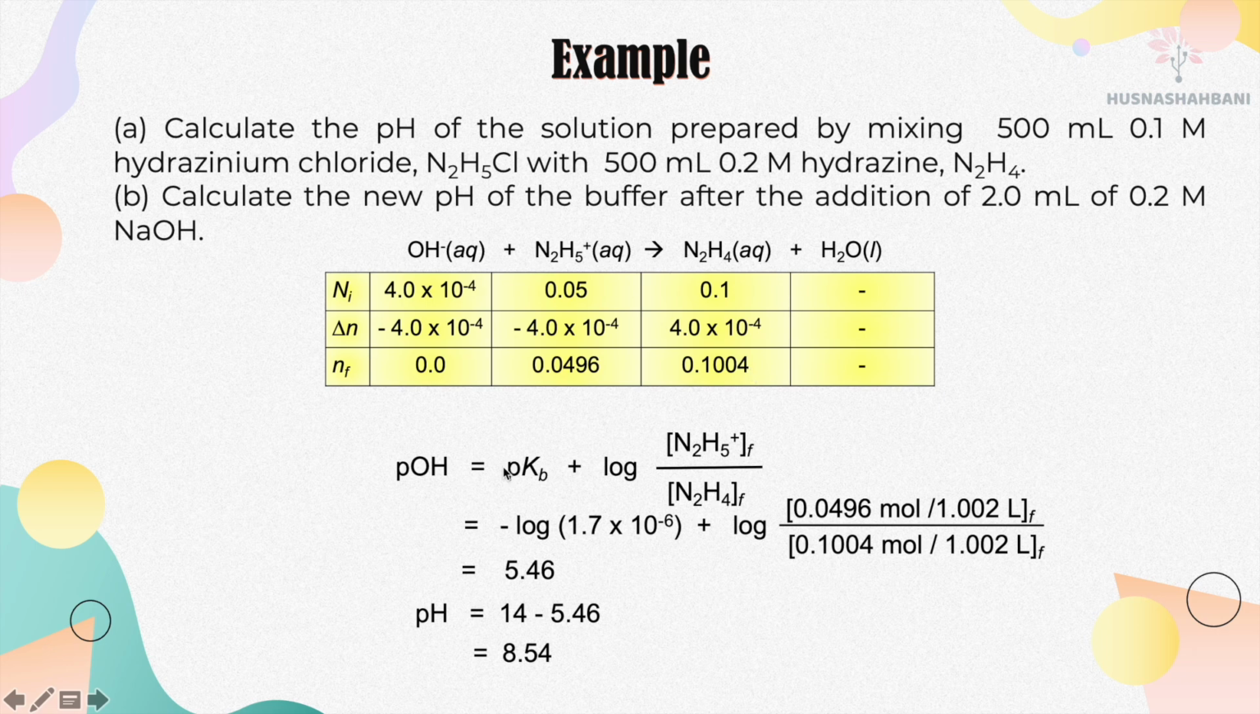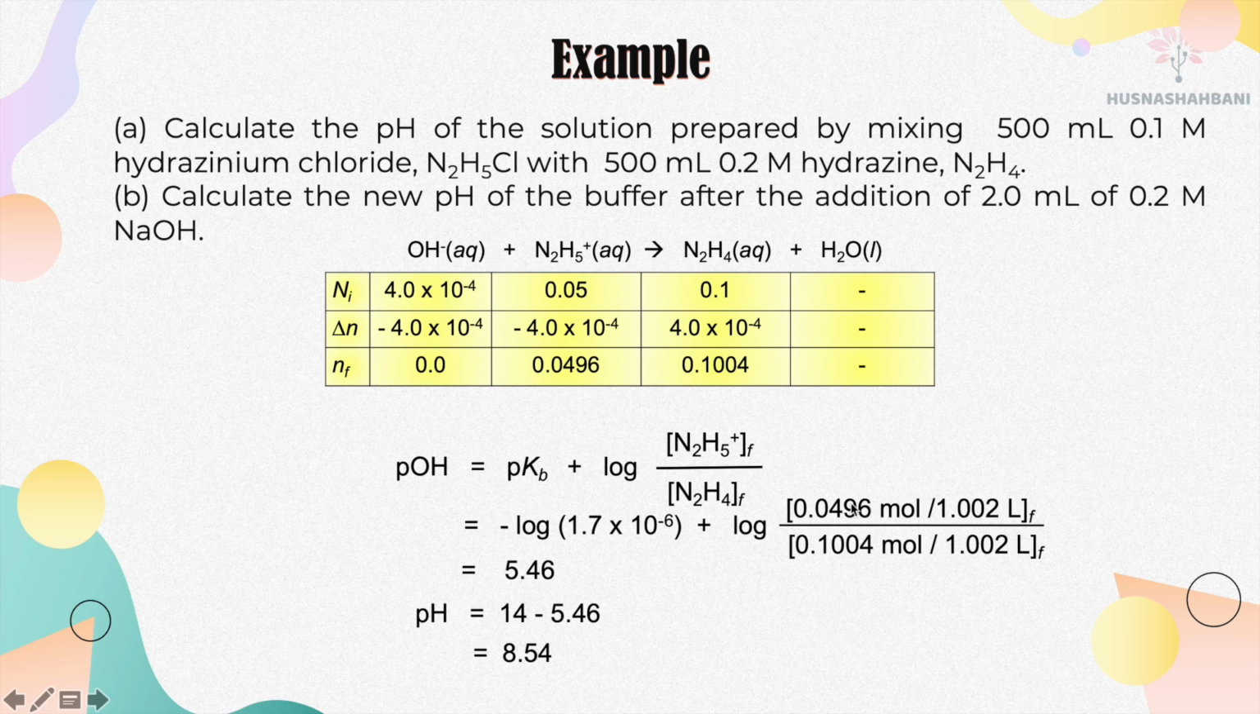So here we need to calculate the pH. We know that pOH equals pKb plus log of N2H5 plus, the conjugate acid, over the weak base. So this is our Kb value, 1.7 times 10 to the power of negative 6, plus log, using the new volume. This is because the question doesn't state that the volume does not change. Initially we have 1 liter, 500 plus 500, and we add the NaOH, so it becomes 1.002 liter. So this is our final volume.